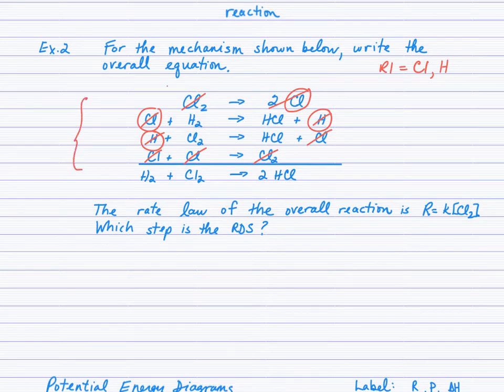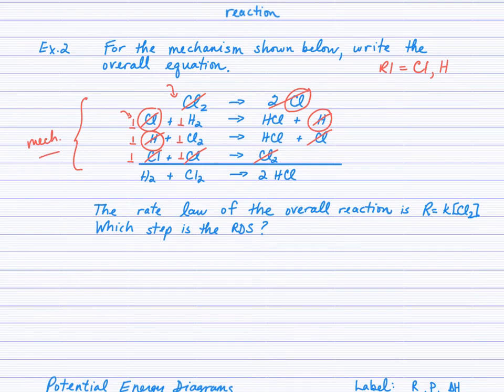The first step is unimolecular. The second step is bimolecular. The third step is bimolecular. And the fourth step, 1 plus 1, is bimolecular. Okay, so I'm just reviewing the terminology that we've learned in the lesson. And we have the mechanism.